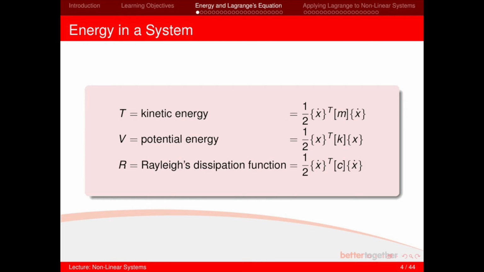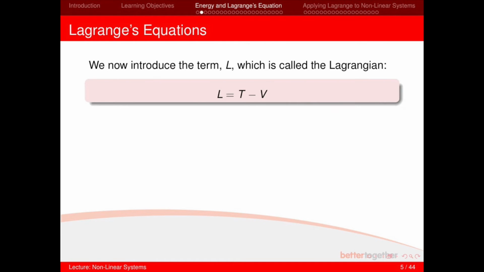So we've got T, V, and R. T is kinetic energy, V is potential energy, and R is Rayleigh's dissipation function, which is to do with damping. I'm going to introduce this term L, which is known as the Lagrangian, and L is simply the kinetic energy minus the potential energy. It gives me L.